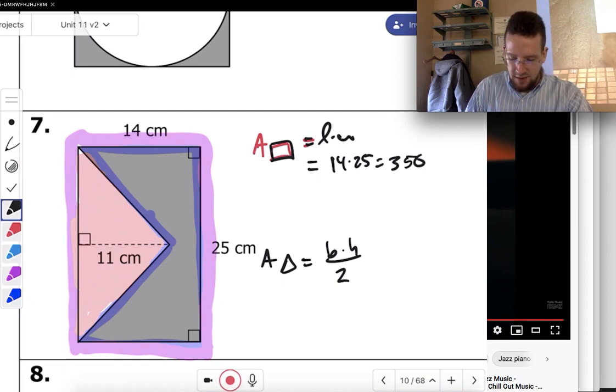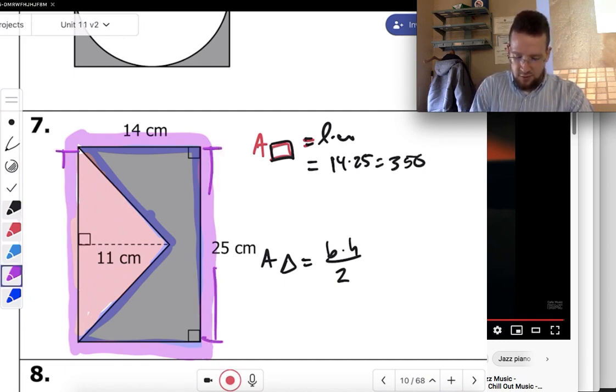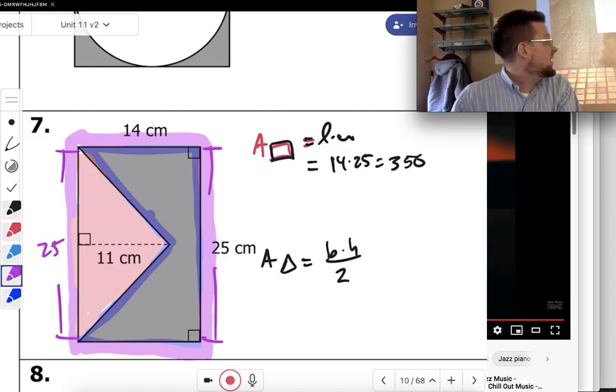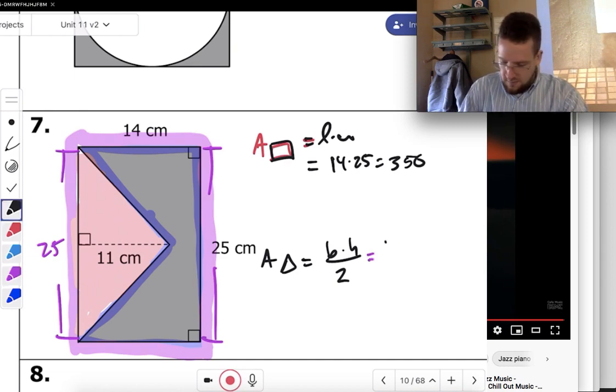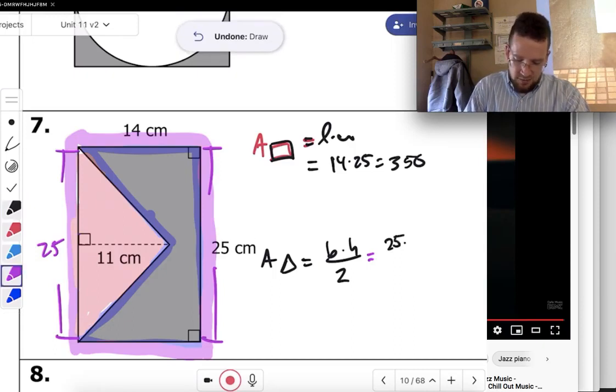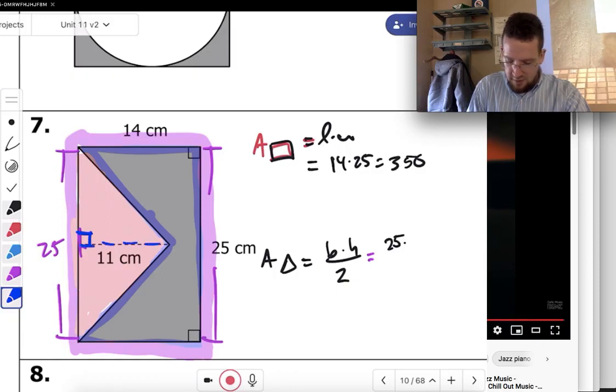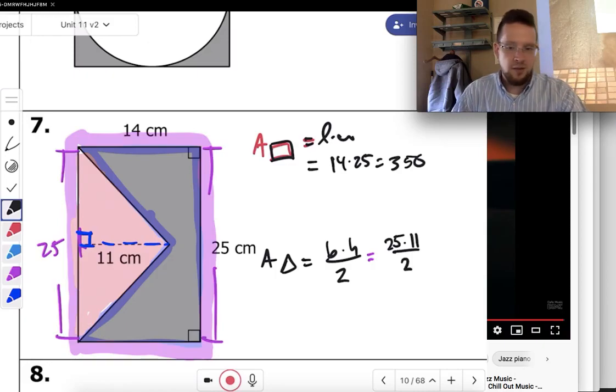And then the base times the height. Well, we know that both sides of a rectangle are the same, right? So if that one's 25, then this one has to be 25. So the base of this is going to be 25. And the height, well, this is the height. Here is what I was just going on about in that last video. Here is our right angle, our dotted line. This is the insignia, letting you know that this measurement is the height of the unit. So 25 times 11 divided by 2.